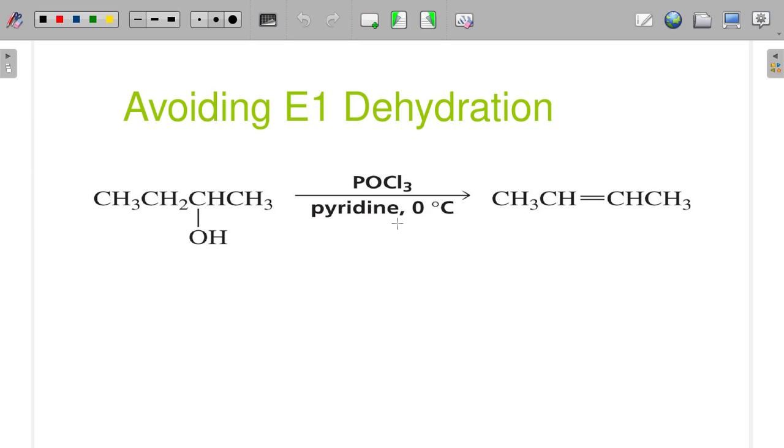Okay, turns out we can avoid this. If we use acid on something like 2-butanol, we're going to end up with some 1-butene. We're going to end up with some 2-butene. We might even end up with some esters, where the sec-butoxy gets attached to another butane. But we can avoid it using POCl3. So POCl3 with pyridine actually does give an elimination product. It gives mainly the Zaitsev product.